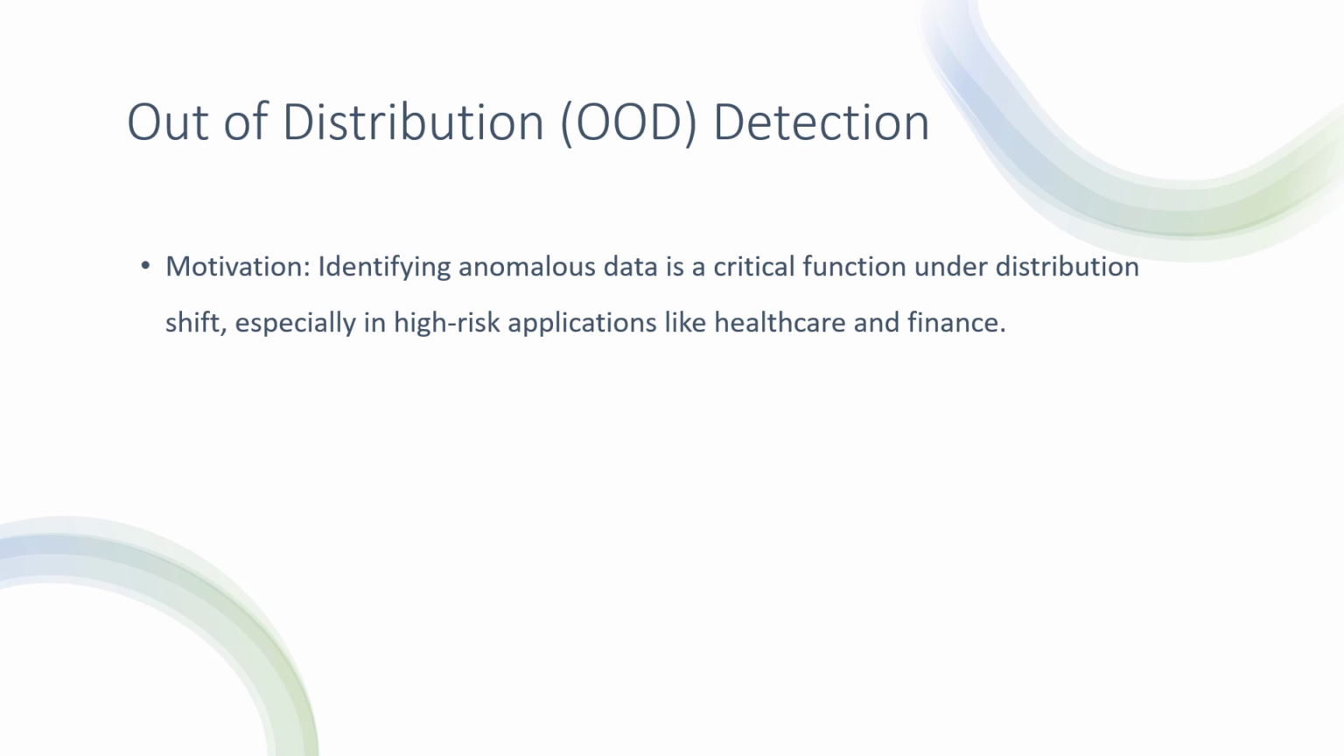Despite recent successes, many pre-trained language models are still fragile under distribution shift, making their applications to the real world challenging. The problem of out-of-distribution or OOD detection addresses the identification of anomalous data, enabling the model to abstain from prediction when required. This is especially important for high-risk settings like healthcare and finance, where unreliable predictions could incur great costs.